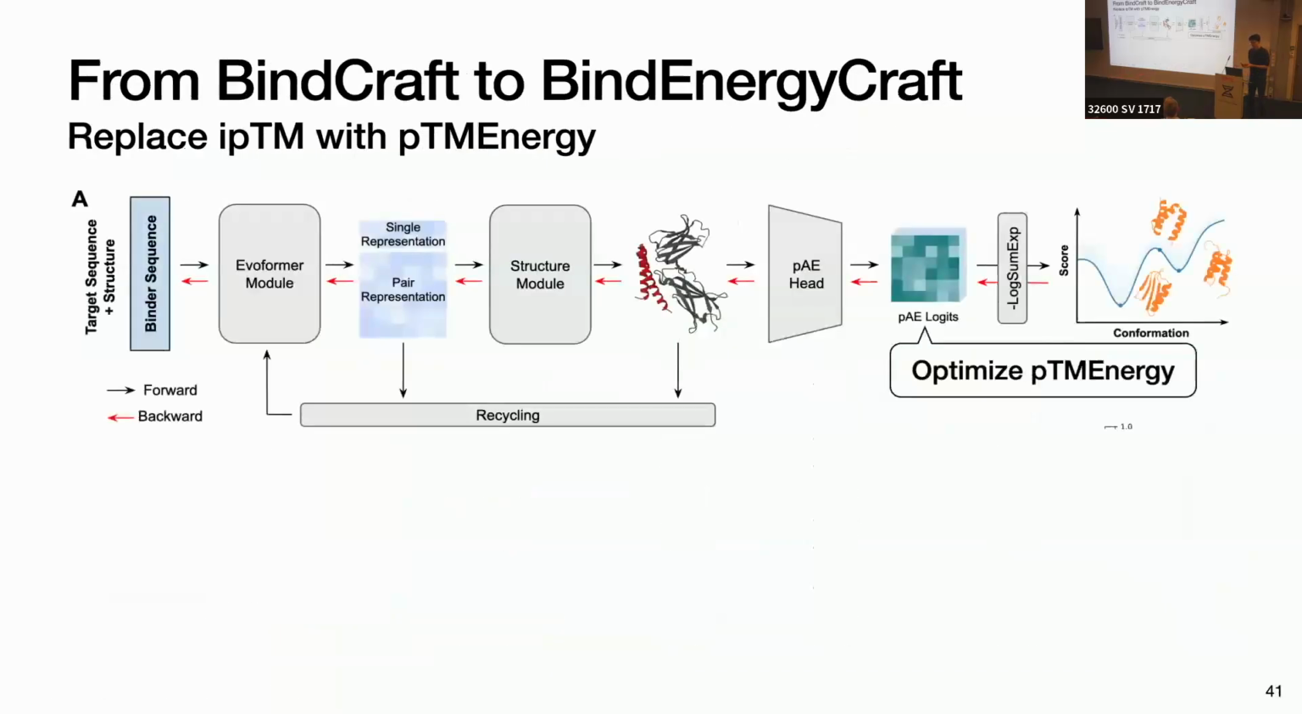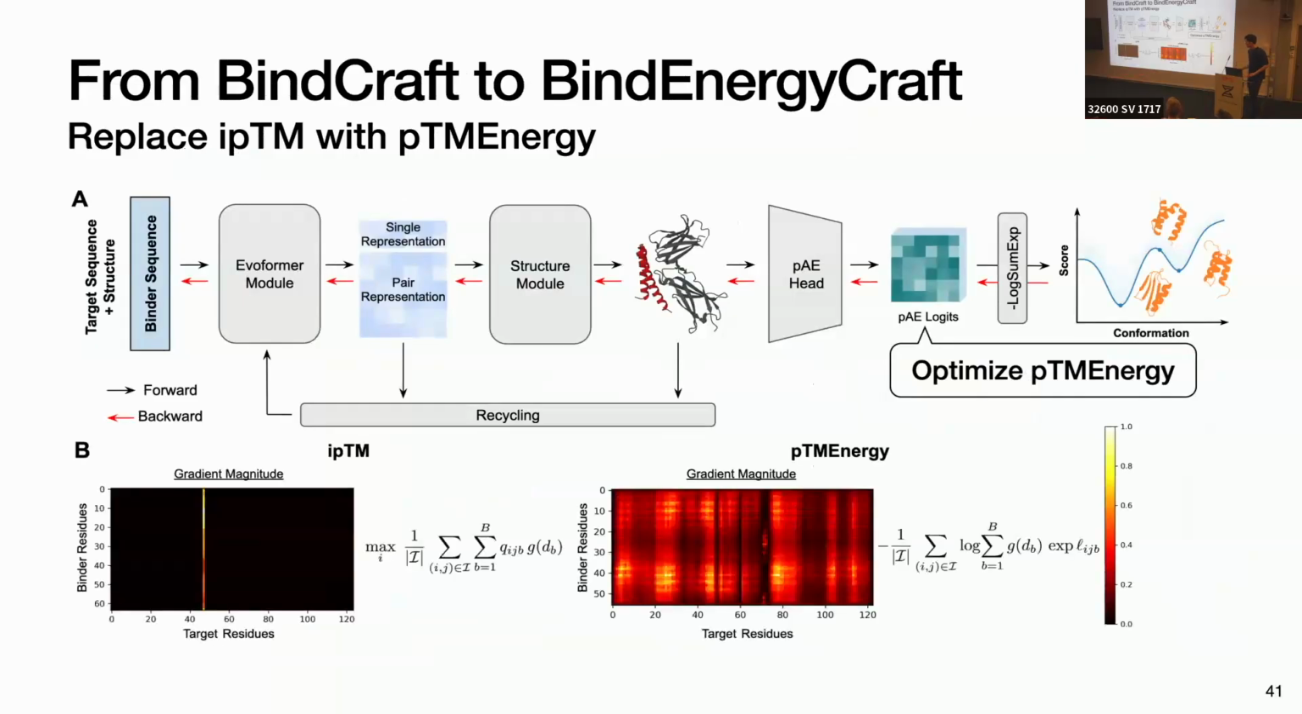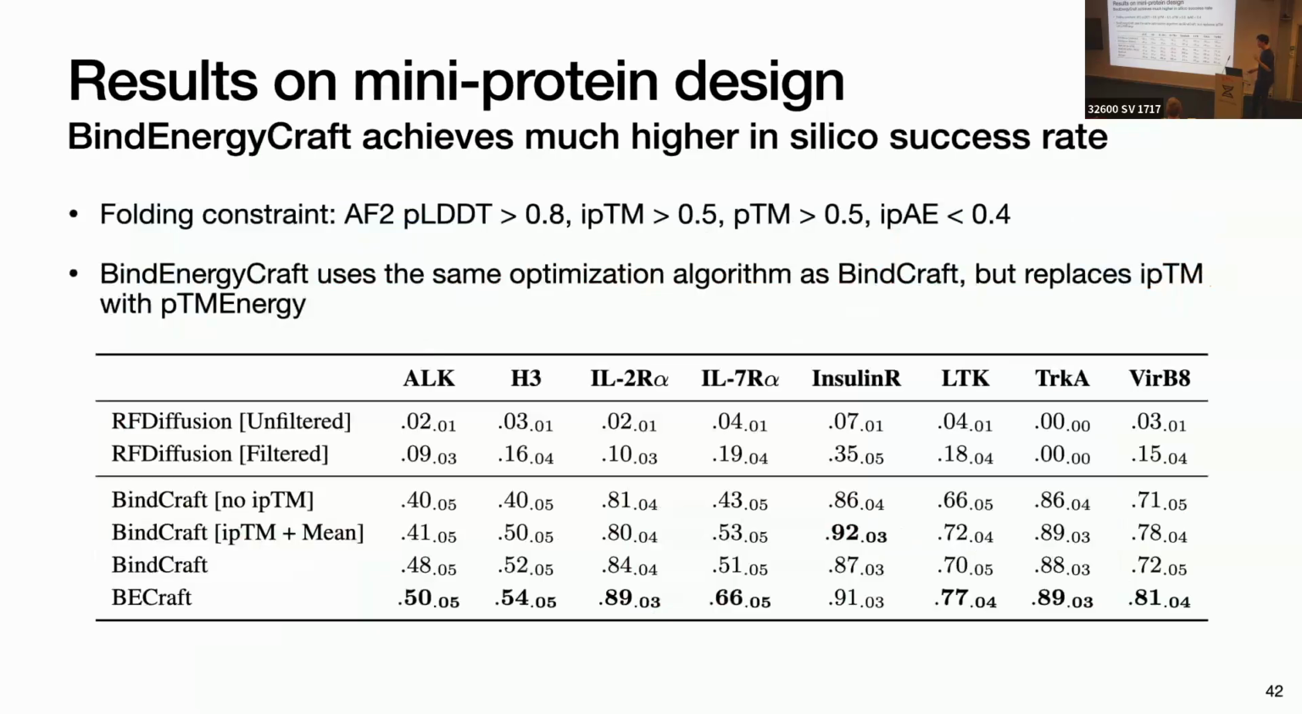As I mentioned before, if we have this energy score, we can also plug it into the design system. Instead of backpropagating through ipTM, you can backpropagate through this pTMEnergy. If you analyze the gradient of the pTMEnergy with respect to your binder sequence, you can see that it is much smoother. It has more information in each update, instead of just an update for one of the residues. And we found this is very helpful for improving the in silico success rate of binder design.